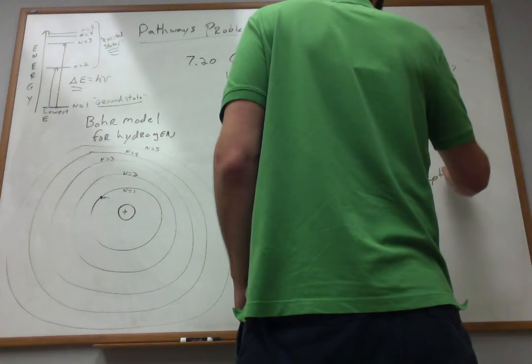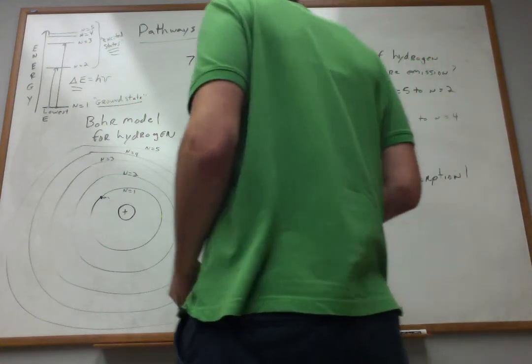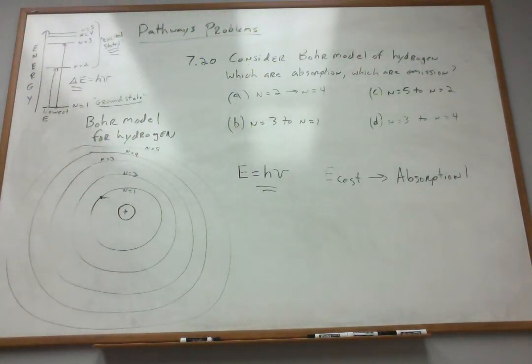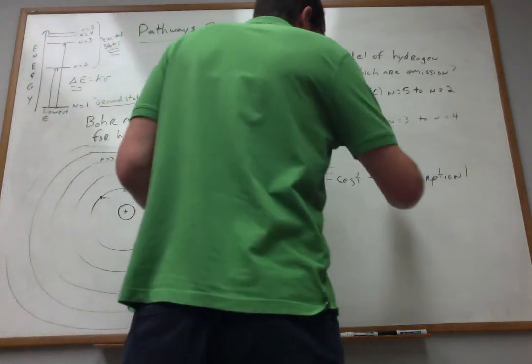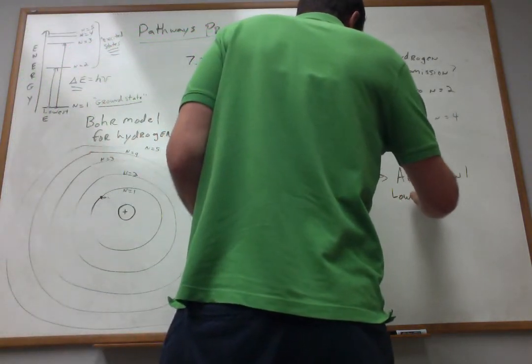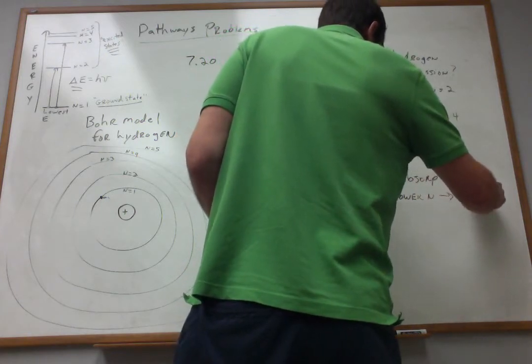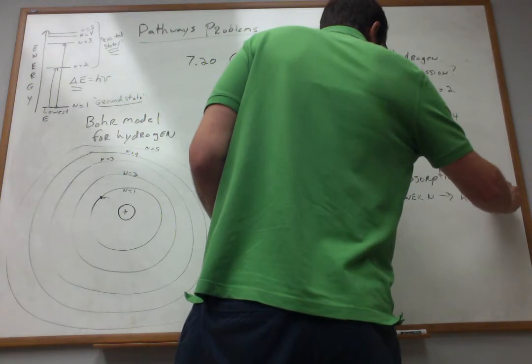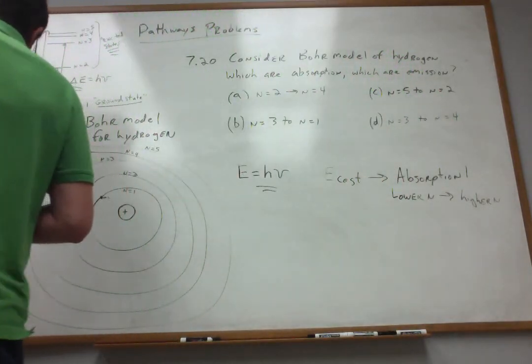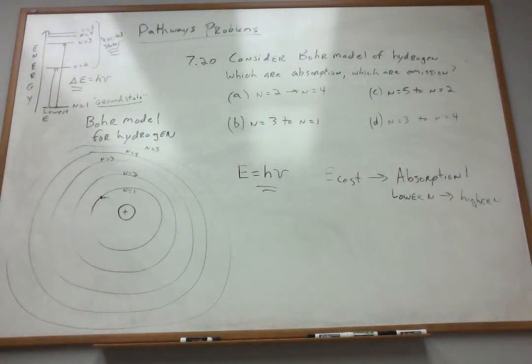And when there is an energy cost, the atom must absorb light. The photon's going to be absorbed by the atom and used to go from a lower level to a higher. Okay? So what characterizes that is a lower n to a higher n. Cost you energy. Now what about the reverse process?